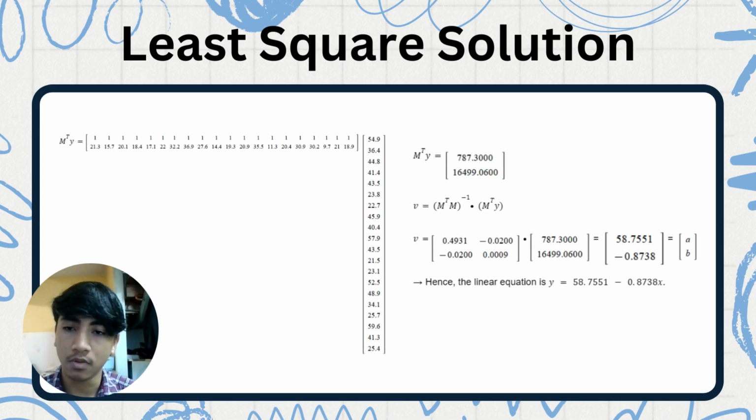So we get the value of A, which is 58.7551, and B, negative 0.8738. Hence, our linear equation is y equals 58.7551 minus 0.8738x.